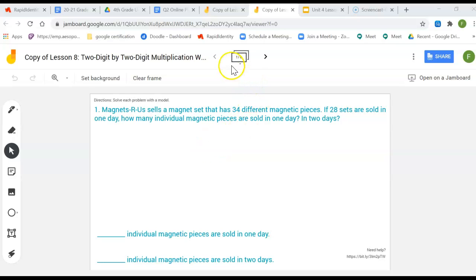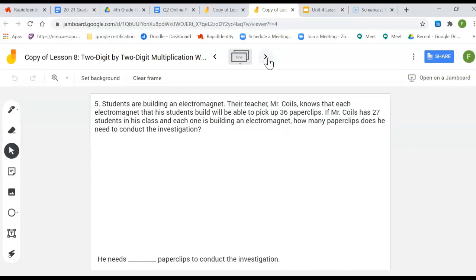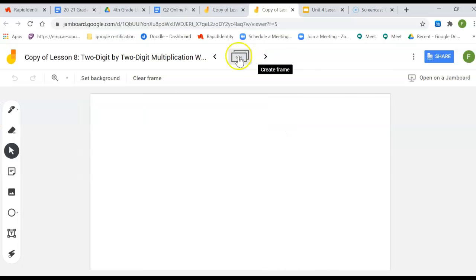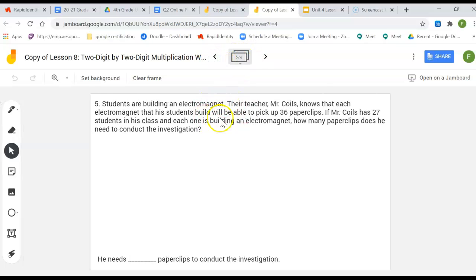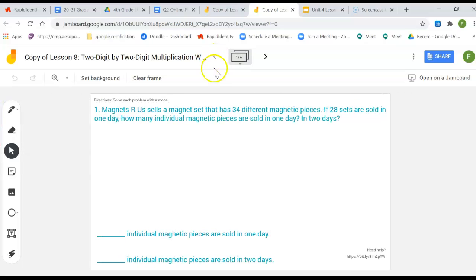There are a total of 6 of them on here. So this is the first one. You've got a second one, third one, fourth, fifth one, and I'm sorry, there's only 5 of them. So there's 6 slides, but that 6th one is blank. So there's only 5 actual problems that you should be working on and solving. And the first one, I'll just read that one. The direction says: solve each problem with a model. So basically, you can choose whatever model you really want to use on here, whichever one you feel most comfortable with.